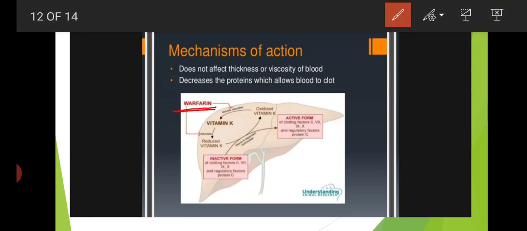Okay, it is warfarin and it is vitamin K: oxidized vitamin K, reduced vitamin K in active form. This is the active form. Okay, in active form of clotting factors and regulatory factors, protein C. Here warfarin acts in the same way as vitamin K, which is helpful in anticoagulation.